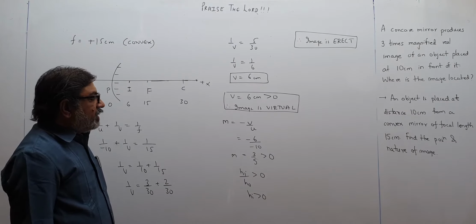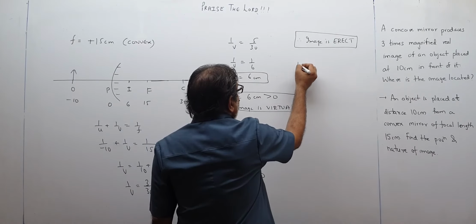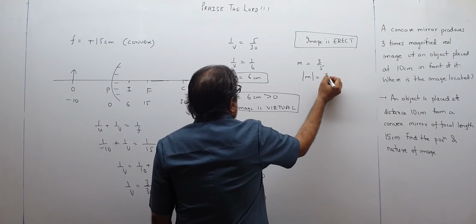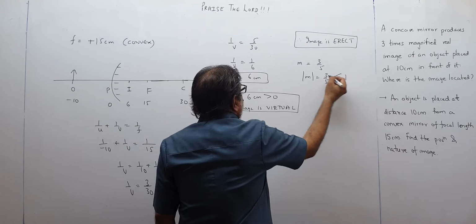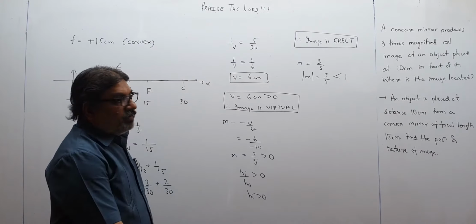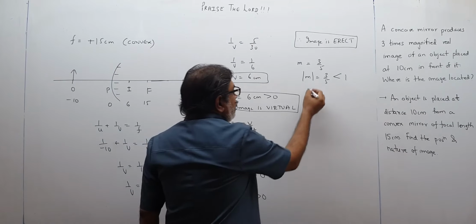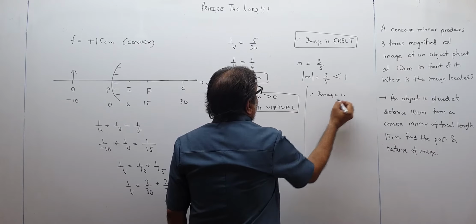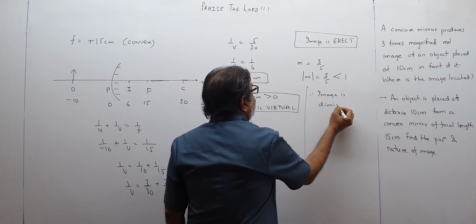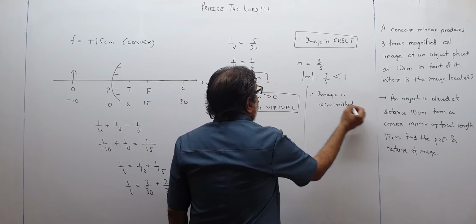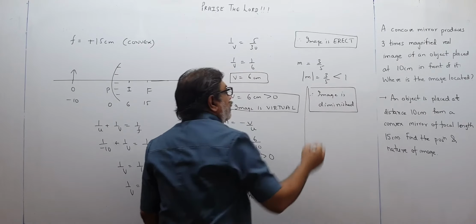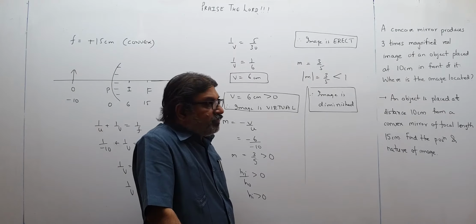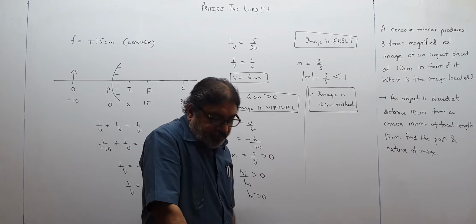And if you want the magnification, we have got magnification as 3 by 5. Mod m is 3 by 5. This is less than 1. 3 by 5 means 0.6. It is less than 1. So mod m less than 1. Therefore, image is diminished. I told you if mod m is more than 1, then image will be enlarged. If mod m less than 1, then image is diminished. Like this you have written all the points.